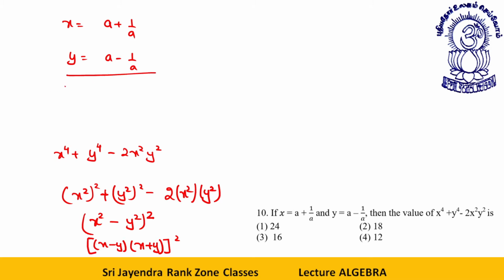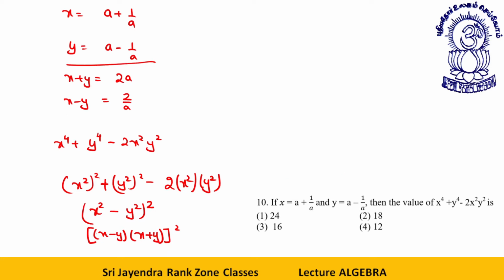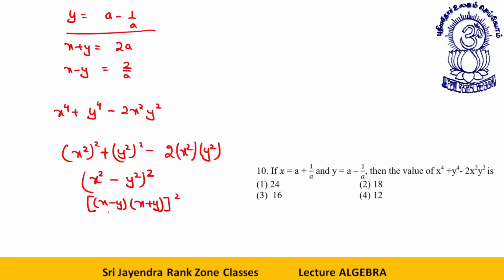Now, what will be x plus y? x plus y will be clearly 2a. What will be x minus y? It will be 2 by a, twice of 1 by a. So just put the value and you will get the answer very easily. x minus y into x plus y is 2a into 2 by a, a and a cancel. This will give you 4 square, or you can say 16 as your answer, dear students. Okay.